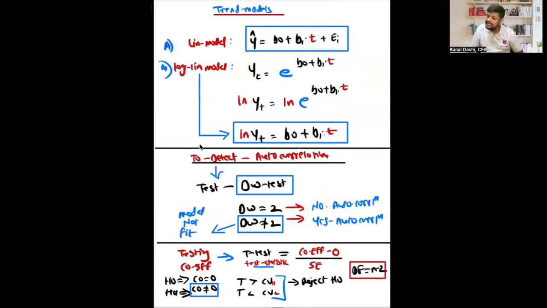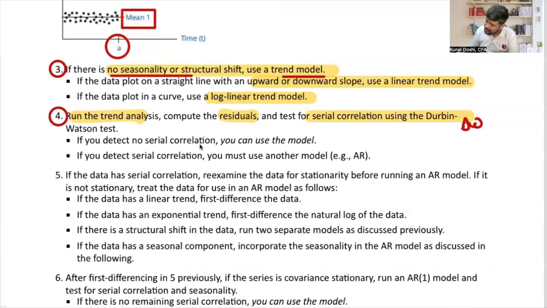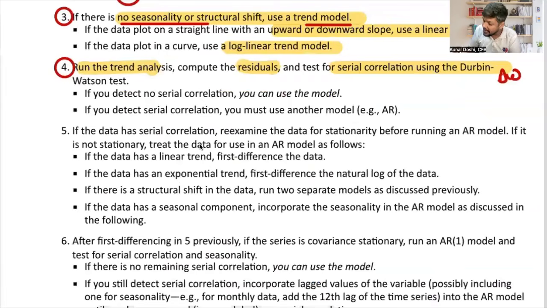If the null is rejected, there is an autocorrelation. If we fail to reject, that means there is no autocorrelation. So we detect the correlation under the trend model. If you detect no serial correlation, okay, green signal, go ahead and use the model. However, if you detect it, then you can't use the trend model. You'll have to use the AR model.